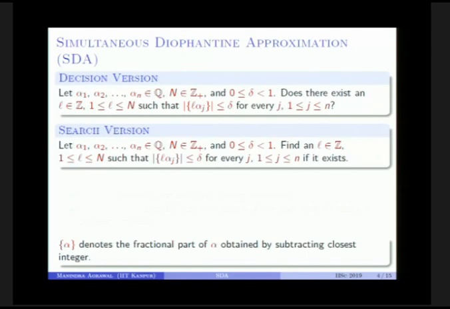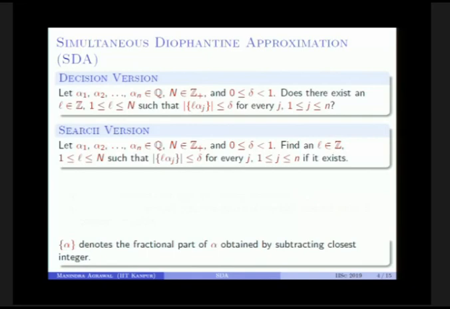And the question one poses is: is there an integer L, between 1 and capital N, such that when you multiply all the rationals alpha j with the integer L, you essentially end up at a rational number which is very close to an integer? And the closeness is measured by this error bound delta. By this notation, curly bracket L alpha j denotes the fractional part of the number L alpha j, obtained by subtracting the integer closest to it. So the distance from the closest integer is at most delta. And it's a simultaneous approximation. That is, one single multiplier gets all the n rationals close to an integer. And the search version naturally is that instead of just looking for existence, find such an L if it exists.